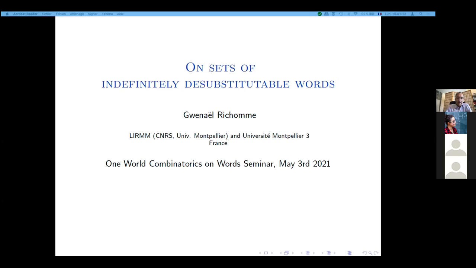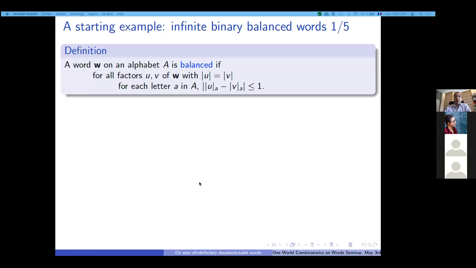So I start this talk with a simple example to explain the process of infinite desubstitutions that is considered here, and to introduce the main notion of the talk. This example is the well-known example of infinite binary balanced words. Maybe I have to recall the definition very quickly. An infinite word, or a word, finite or infinite, w is balanced if given any factors u and v of the same length, the numbers of occurrences of each letter in the two words differ by at most one.